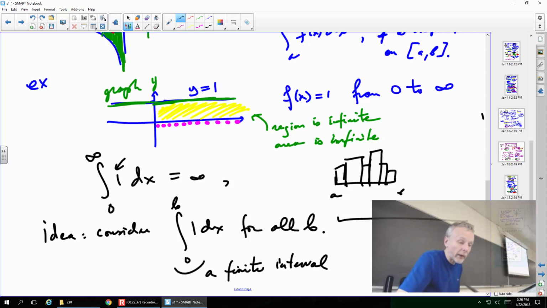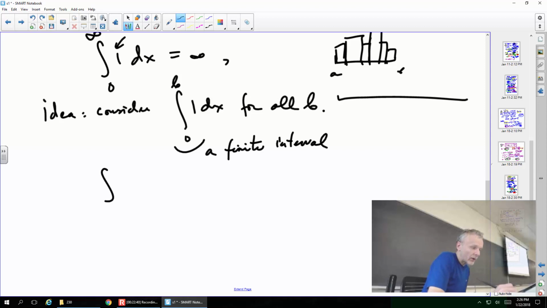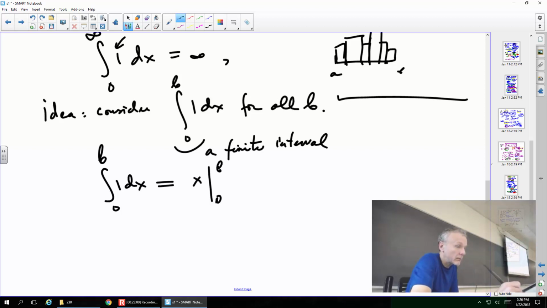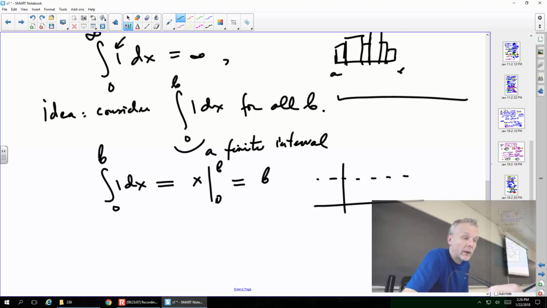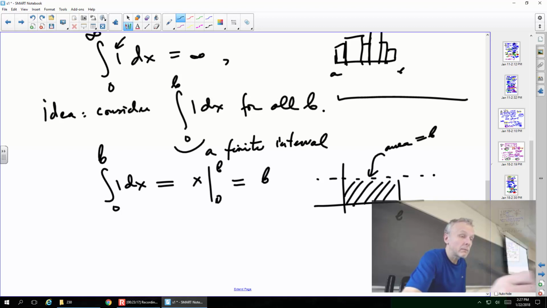In fact, we can go ahead and write what this is. Integral from 0 to b of 1 dx. This is entirely within calculus 1. What's the answer? From 0 to b, 1 dx. The antiderivative is x, and then what? x from 0 to b. It's just b, right? So this is my area, this area is b, and then what do we do? Let b go to infinity, and see what happens to the area.